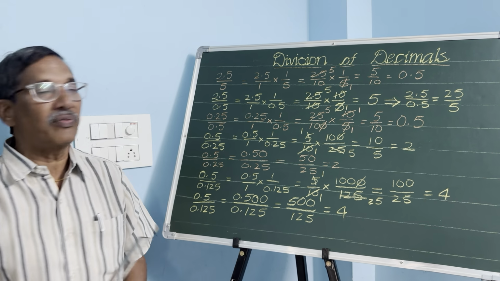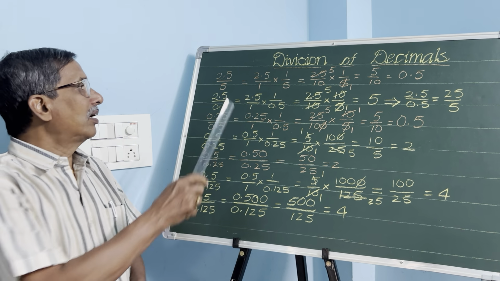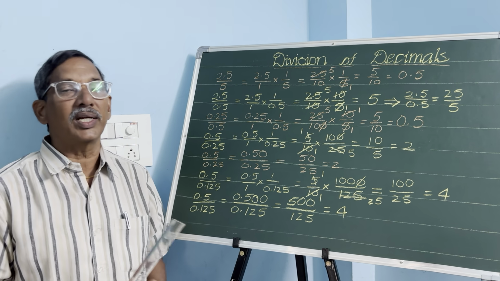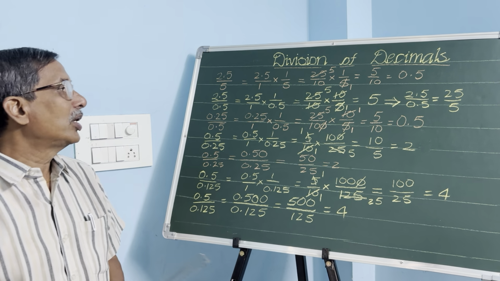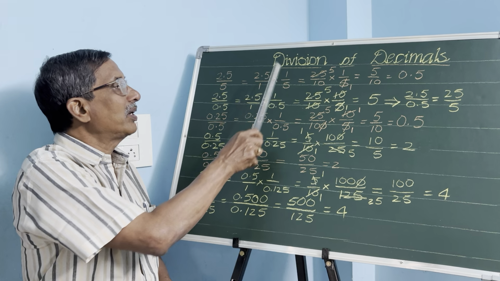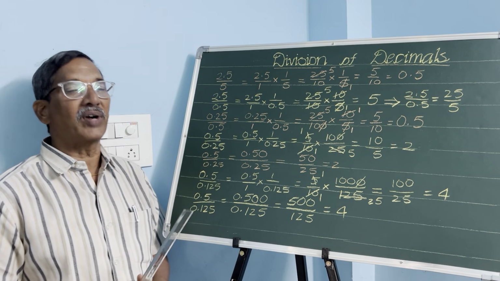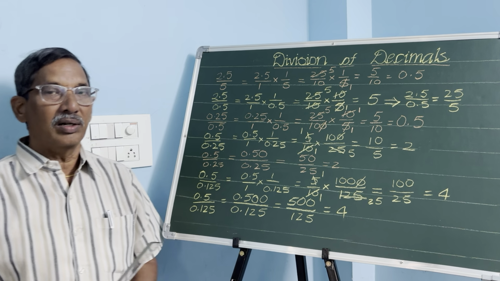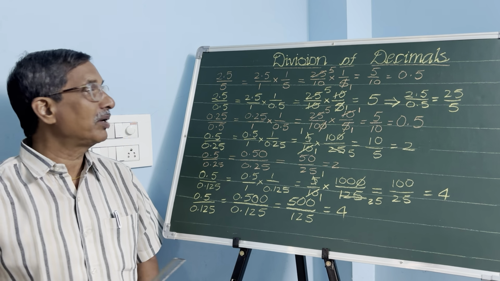See here we have 2.5 divided by 5. 2.5 divided by 5 means 2.5 into 1 by 5. We know that division is the inverse operation of multiplication. So you can write 2.5 divided by 5 as 2.5 into 1 by 5, since 1 by 5 is the inverse of 5 and multiplication is the inverse of division. So 2.5 can also be written as 2.5 by 1.